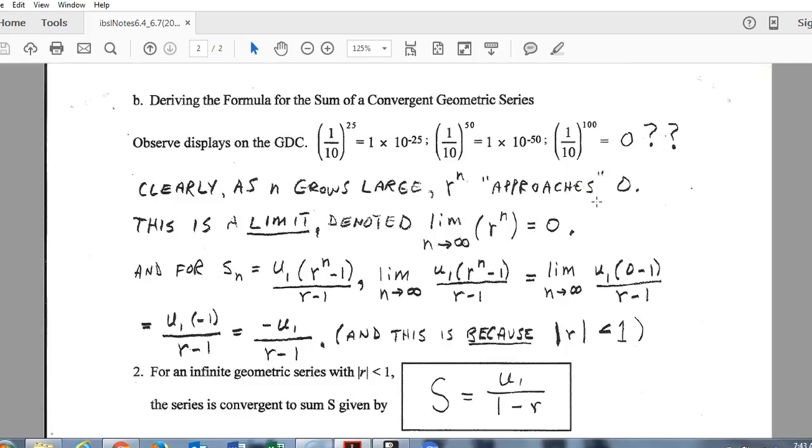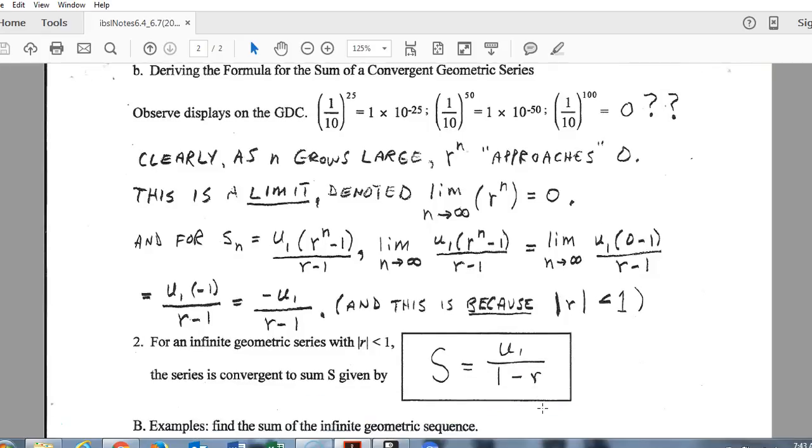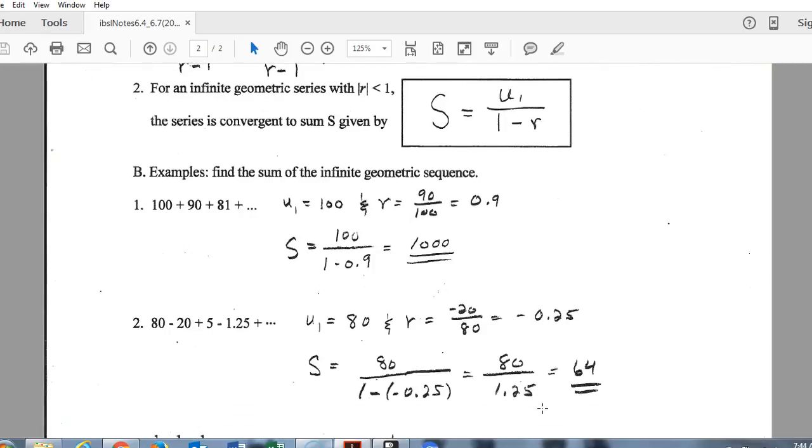It's what number we are approaching as time goes on, or as your results get bigger, you are approaching some number. This is kind of the derivation of where this formula comes from, but really all you need to know is the formula itself. And it's a simple one. It's just first term over 1 minus the common ratio. So there's only two things you would need to know: the first term and the common ratio.